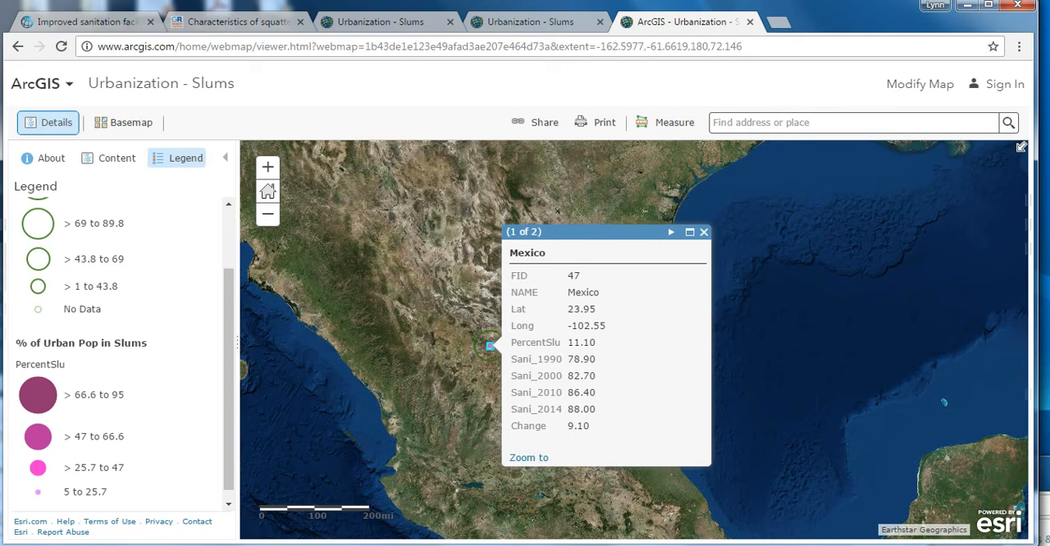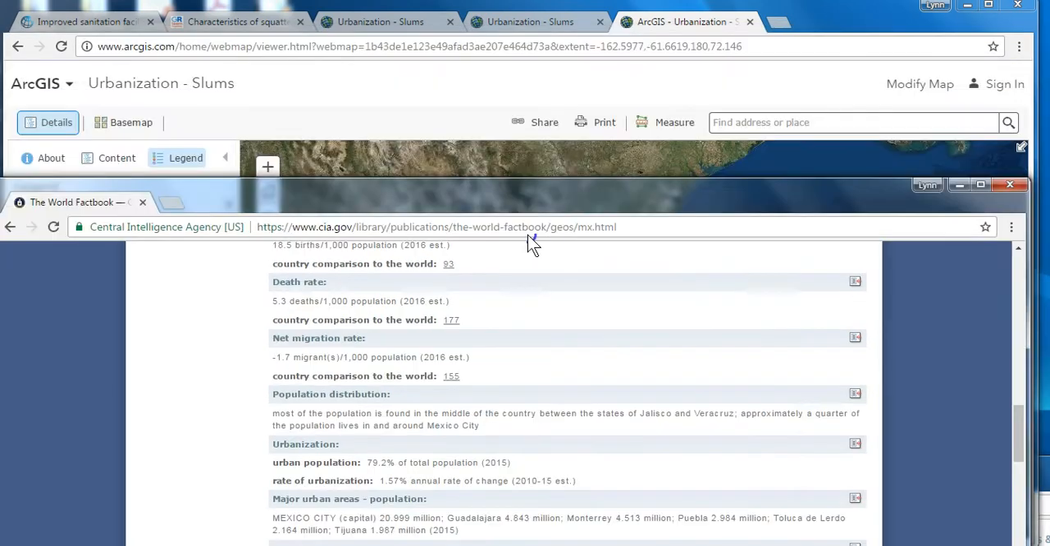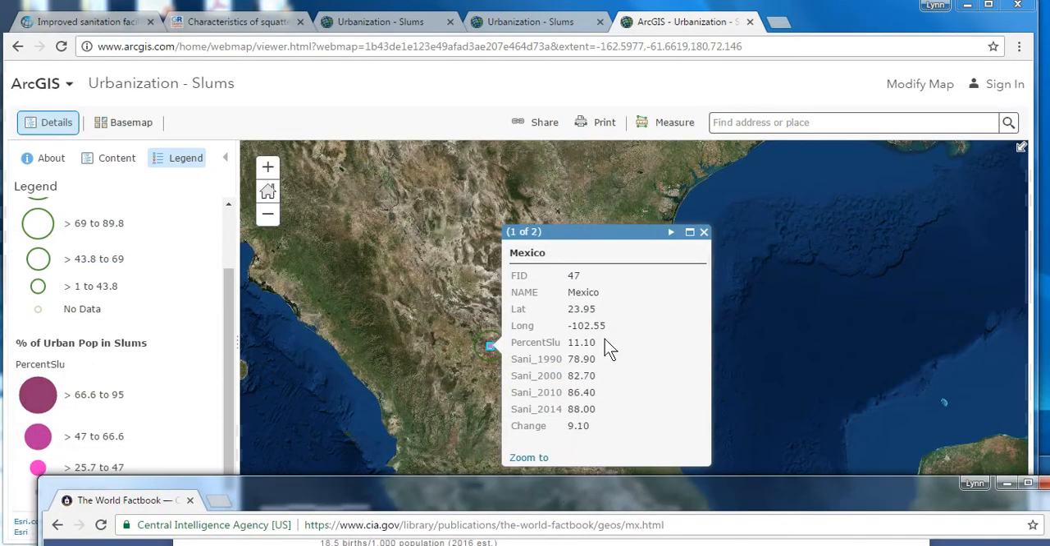And so when I go to the CIA World Factbook, which is open right here, and I look at Mexico, I can see that about 79.2% of their total population lives in urban areas, but the rate of urbanization is relatively low. So that means that the city is not growing at such a fast rate as you may see in some other places. And so it would make sense then that they're able to improve sanitation because the rate of improvement of sanitation is not falling behind the rate of urbanization.